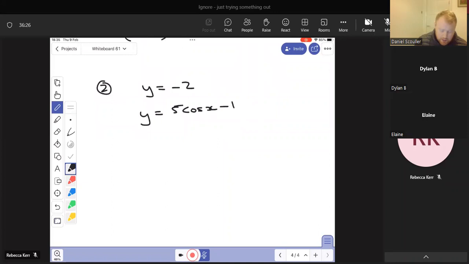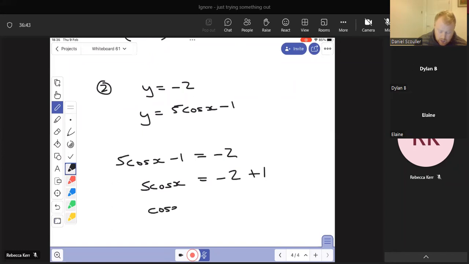Same again, bring them both together. 5 cos x minus 1 equals minus 2. 5 cos x equals minus 2 plus 1. Cos x equals... 5 cos x equals minus 1.